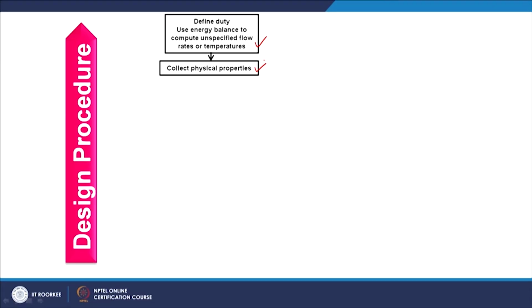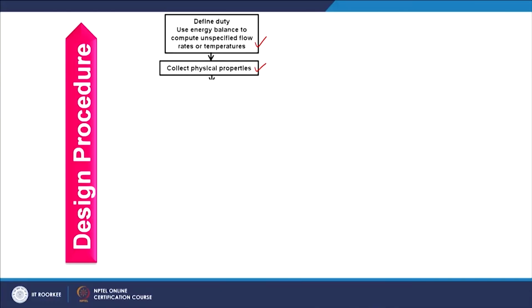Now, we have to define the heat duty. For heat duty, the property we need is the specific heat. So, you have to collect the specific heat depending upon the temperatures of the fluid, and then calculate the heat duty. In this way, first of all you have to collect Cp, then calculate heat duty, and then find out other properties.